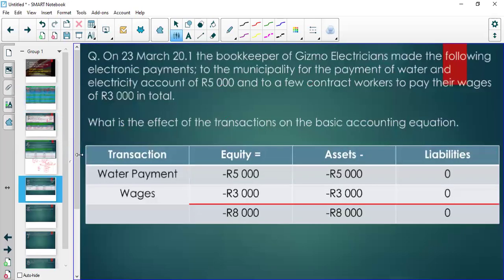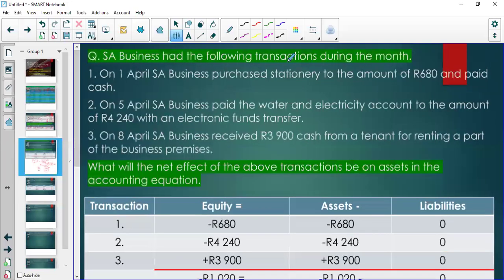I'm sure that you guys have already gone through some of that. So what we're going to do in this particular question: we have the following transactions during the month. We need to identify the general ledgers here.